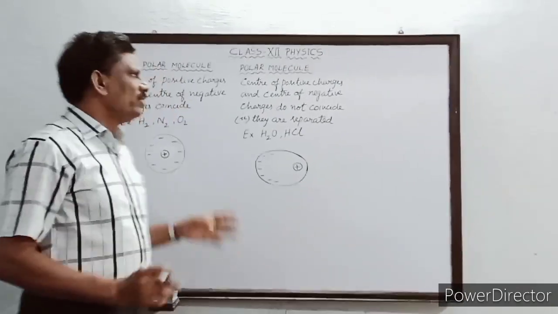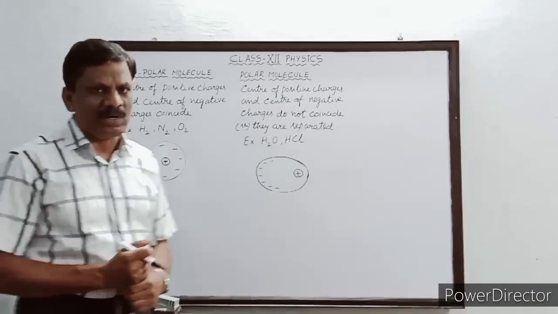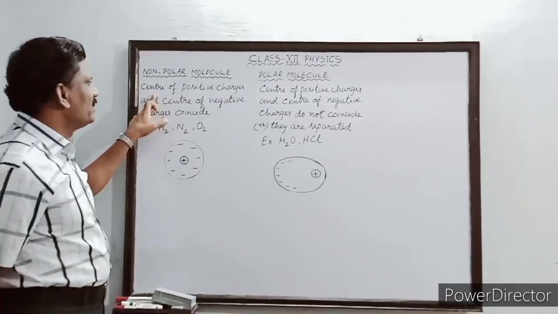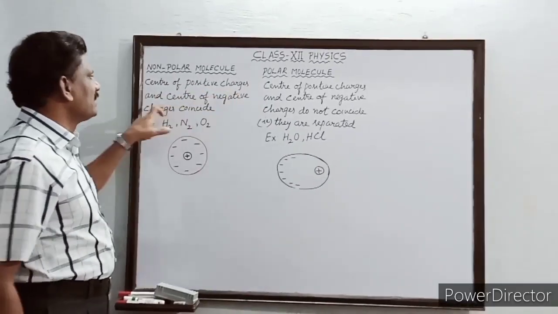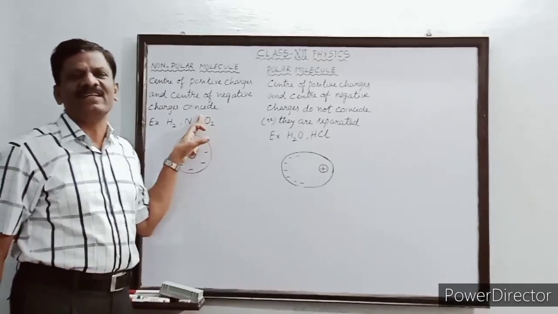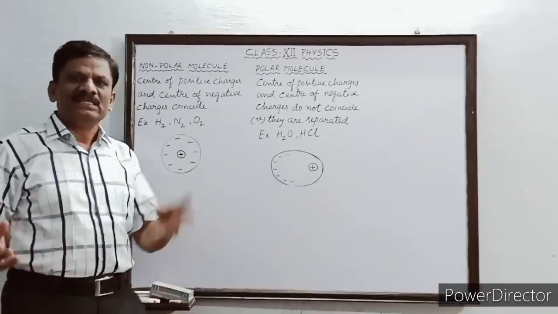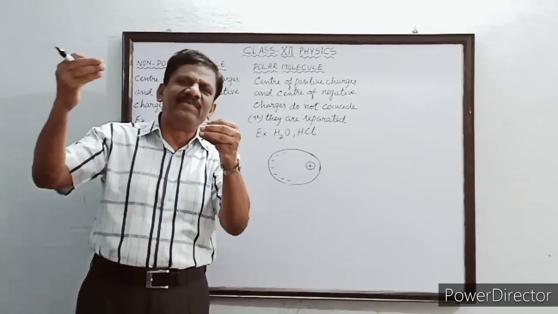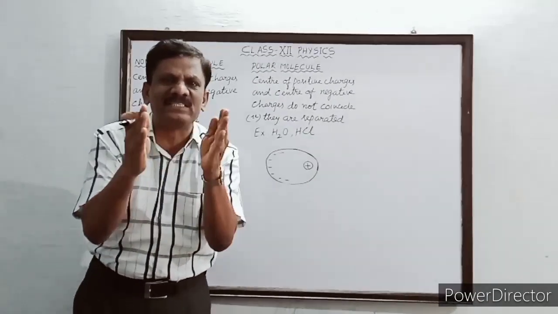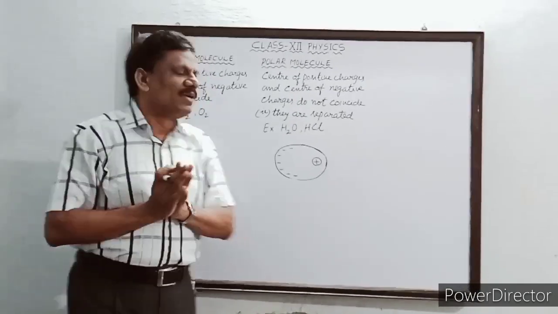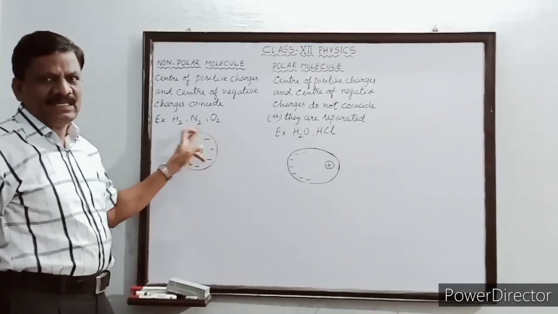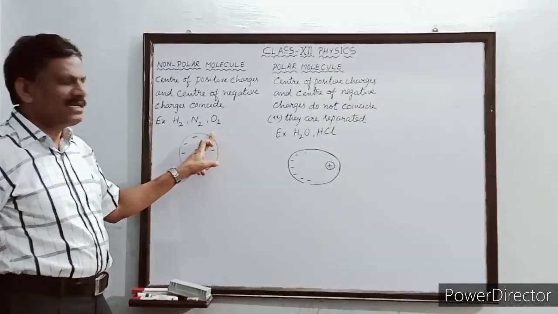So now we will define what a non-polar molecule is. It is a molecule in which the center of the positive charges and the center of the negative charges coincide with each other. That means the center of positive charge and the center of negative charge both are at the same point. That means there is no distance of separation between the centers. Example, you take hydrogen, nitrogen and oxygen molecules.